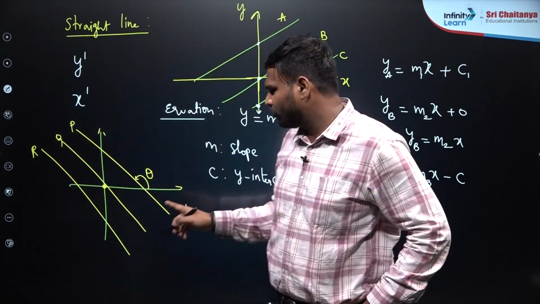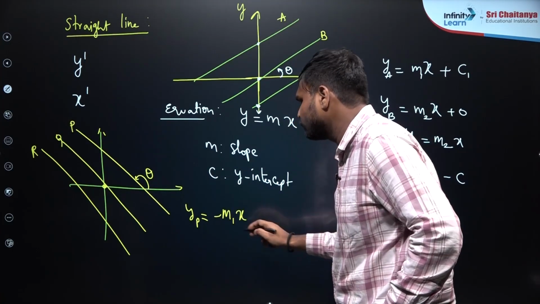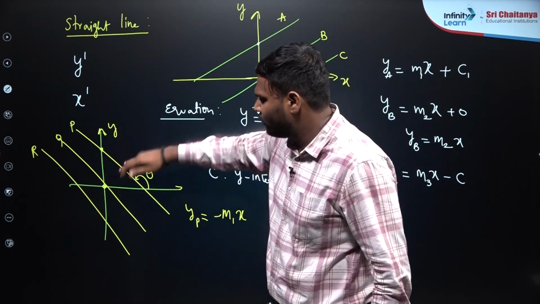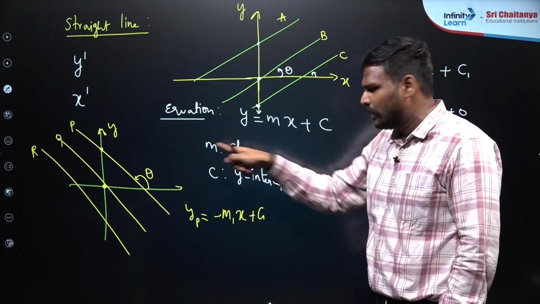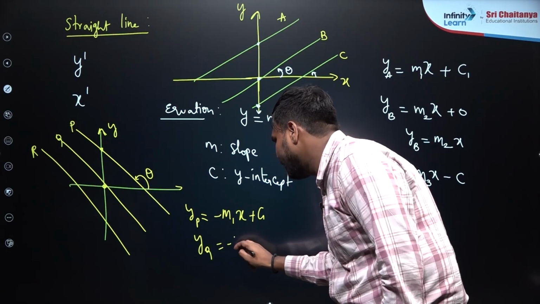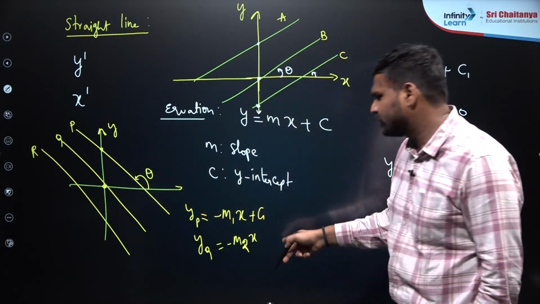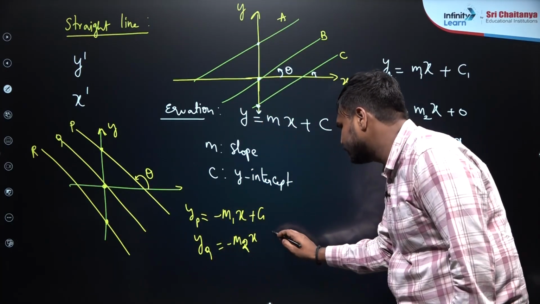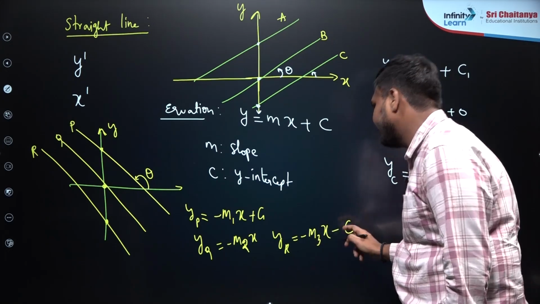So what is the equation of this line P? It will be minus m, and it is cutting the y-axis in the first quadrant, that is plus c. So minus mx and plus c. And what about the line Q? Minus mx, and it is crossing the origin, so intercept is 0. And what about the third line? It is cutting the y-axis at negative intercept, so minus mx and minus c.